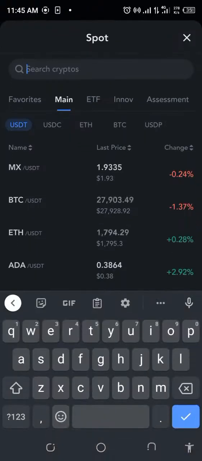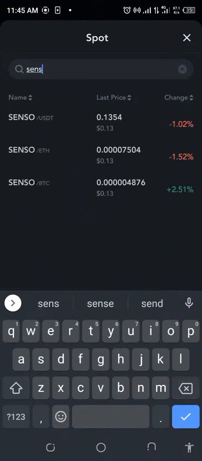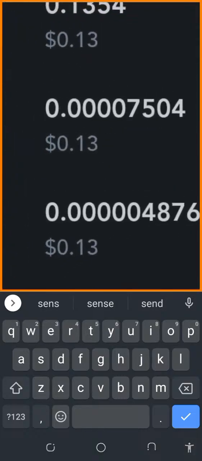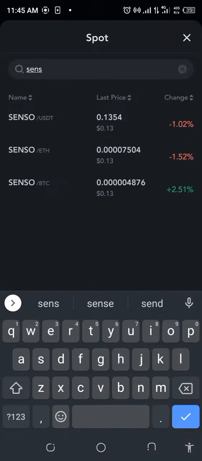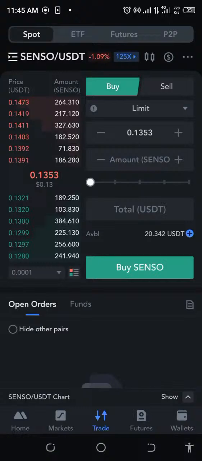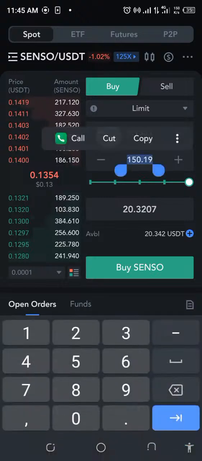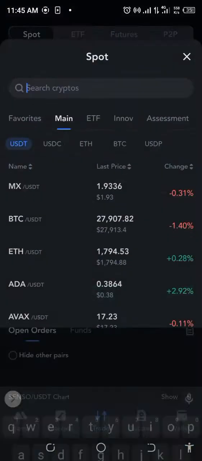So let's check on ETH. That should be Senso ETH. Well, everything still looks like it's the same price, but let me go back and try to sell to ETH. Maybe with that, I could see whether that would be a better option. You can see now it's gone down to 150.19. Okay, so let me copy this, cut that and then go to Senso ETH.